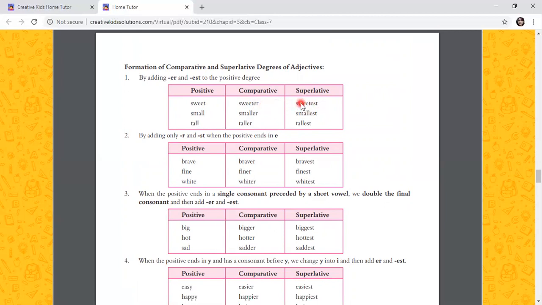Then sweetest is the superlative degree. So, rule number 2: by adding only R and ST when the positive ends in E. See, here the word is ending with E. If the word is ending with E, here you see fine, white, all those words ending with E.